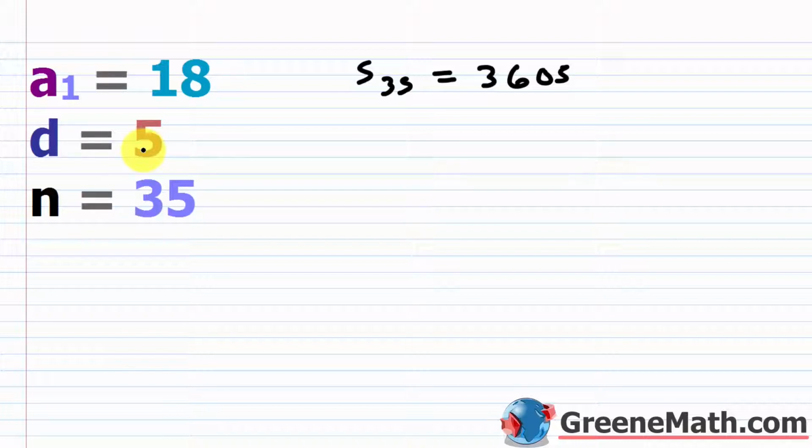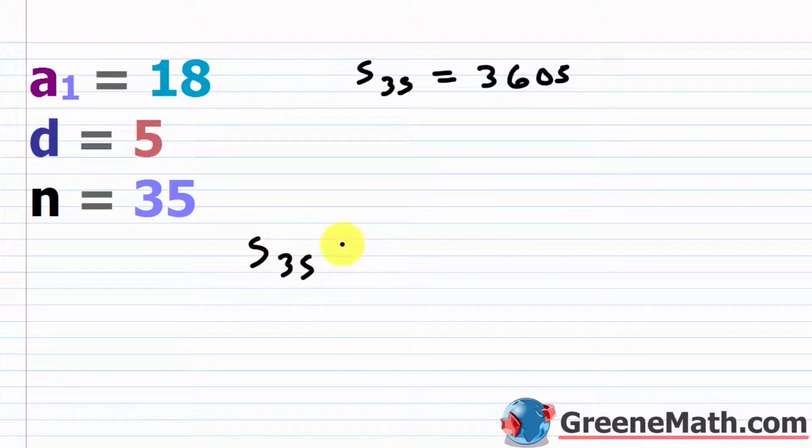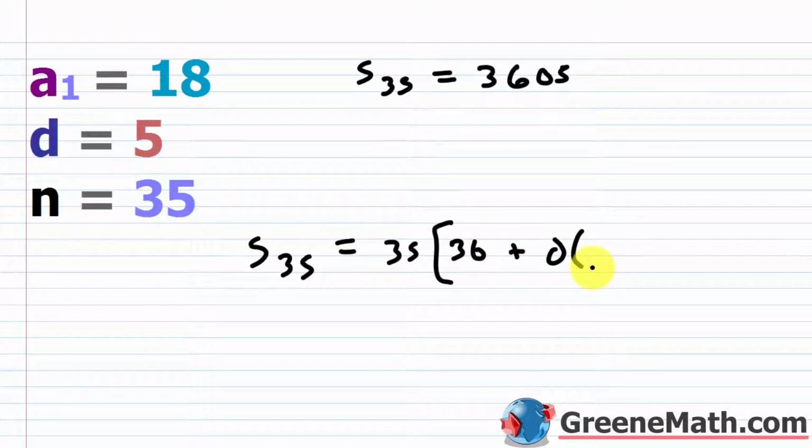Now the other way, let me just show you the other formula. So we have S sub 35, and this equals your n, which is 35, times your 2 times a sub 1. A sub 1 is 18, 2 times 18 is 36. And then you're going to have plus your common difference times the quantity n minus 1. Well, n here again is 35, 35 minus 1 is 34. So this is 34 times, in this case, d is 5. And then this is all over 2.